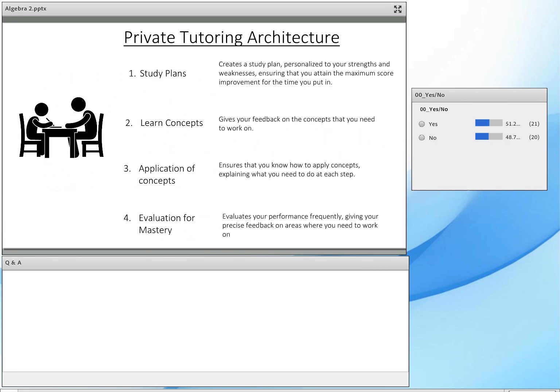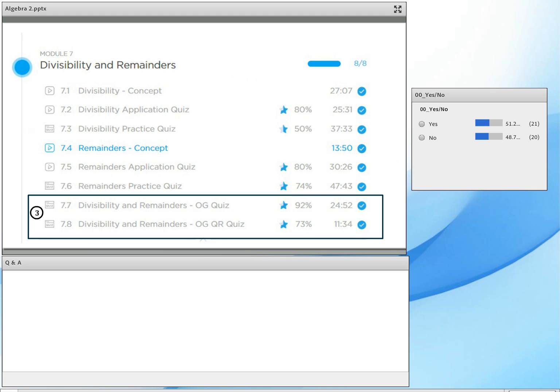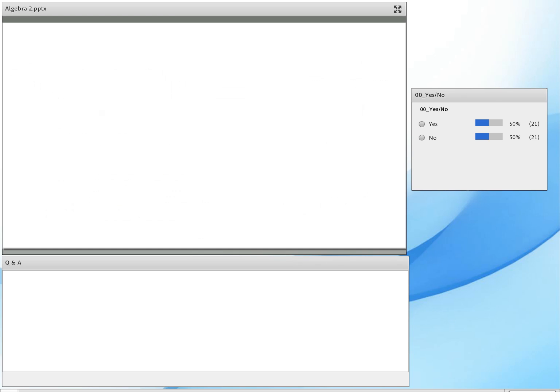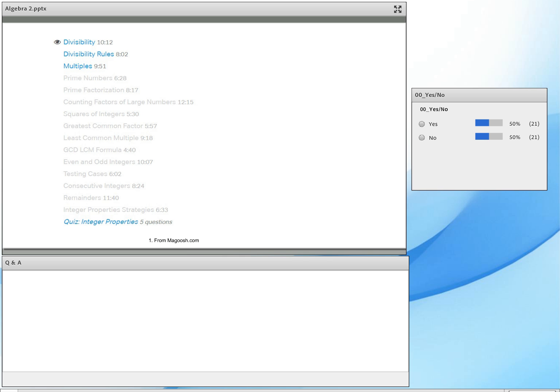Now, after you learn the concepts, you go through the application of those concepts, and that's where we have these application files. You see the divisibility application quiz, you see the remainders application quiz, and then you see the appropriate practice quizzes that are based on those individual application quizzes. Not only that, you see OG quizzes, official guide quizzes with detailed e-GMAT solutions, so that you can solve those questions utilizing the process that you have learned. Okay. And this is how each and every module, whether it's in the quant course or verbal course, is architected.